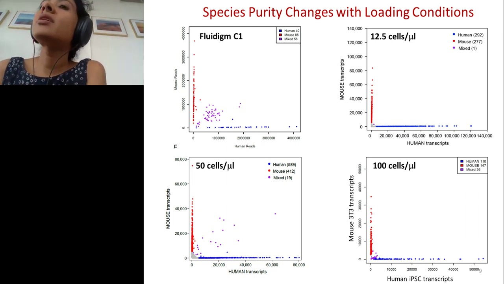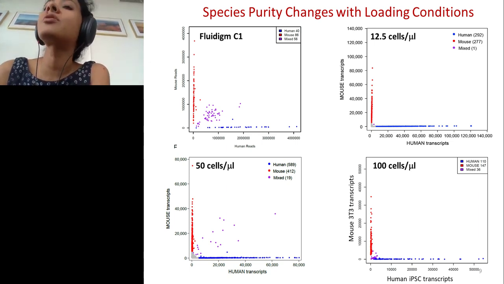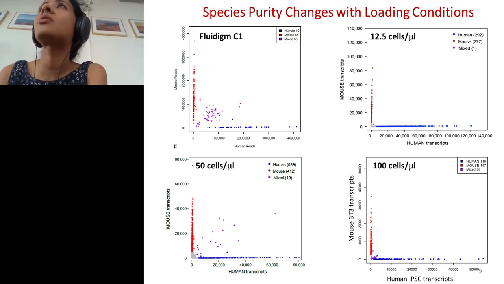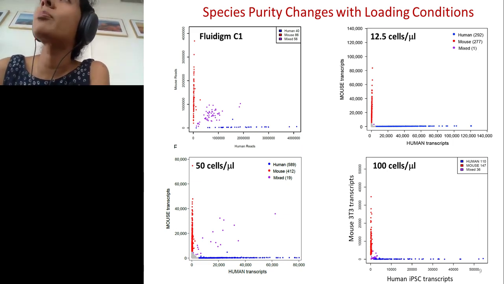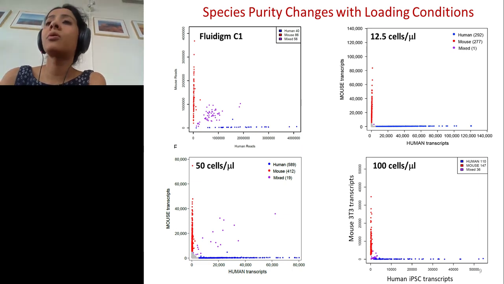Another thing to point out in a Poisson loading framework is that we load the cell concentration and the bead concentration, or we adjust them in such a way that the probability of getting one cell and one bead is pretty high. That means a lot of these droplets are empty, and a lot of these droplets have one cell and no bead, or the other way around.